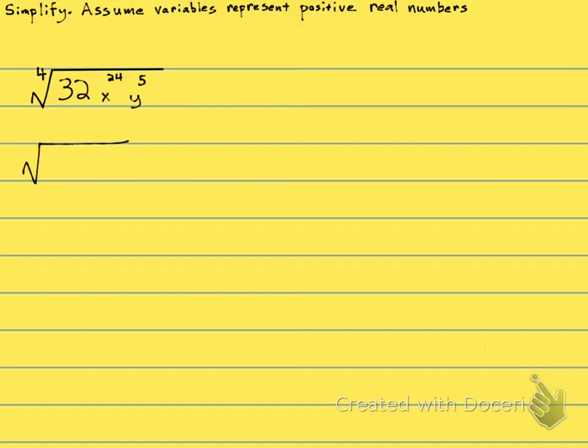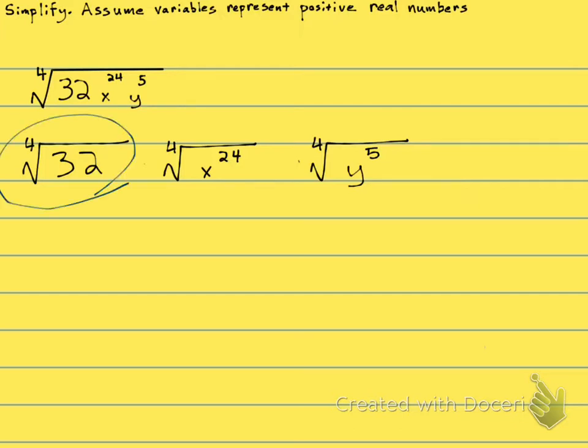I will call it the fourth root of 32, times the fourth root of x to the 24th, and that is going to be times the fourth root of y to the 5th. Okay, and let's look at these one at a time. First we'll look at the fourth root of 32. Since I have a number in there, I want to see if I know the fourth root of 32. So I want to look at my chart.